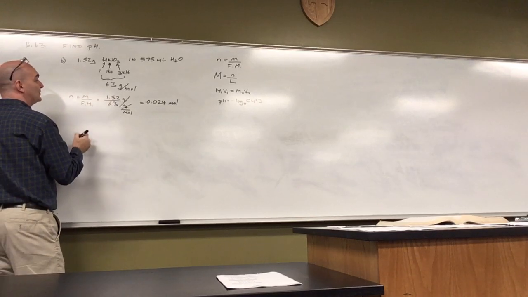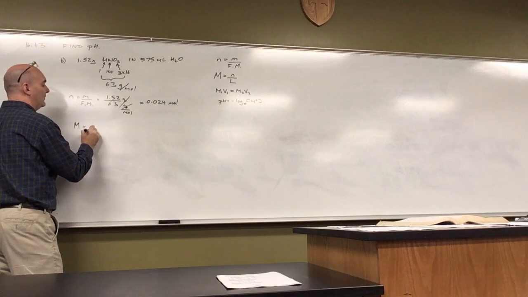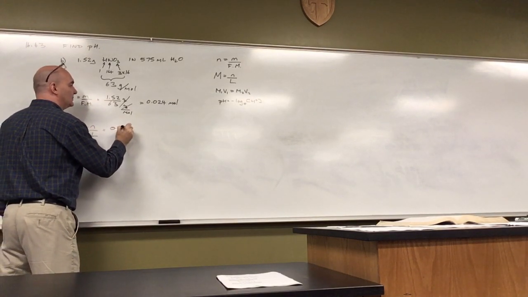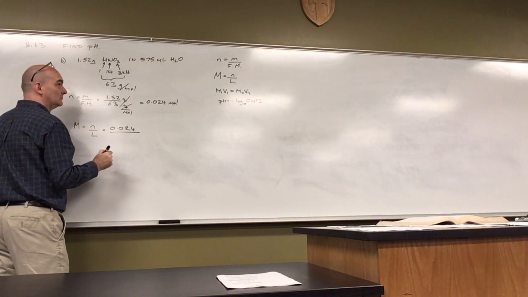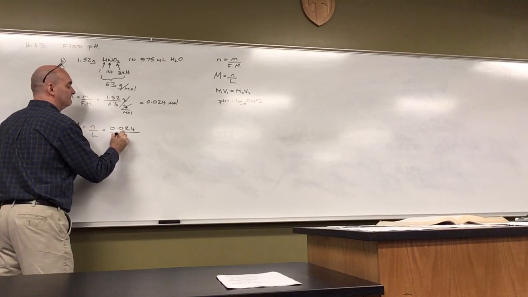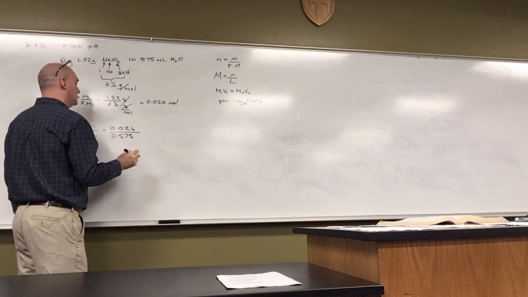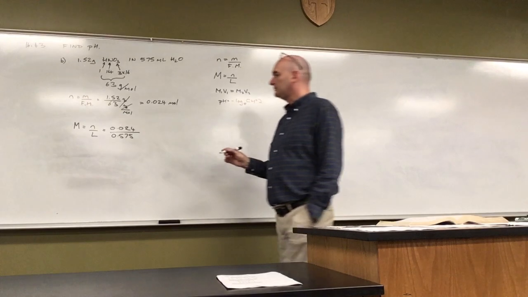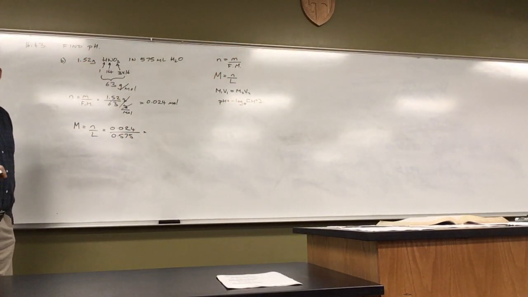All right, got my number of moles. Now I want molarity, and molarity is the number of moles per liter. Here's my number of moles. How many liters do I have? 0.575. There are 1,000 milliliters in a liter. So moles per liter gives me this. What is that number?